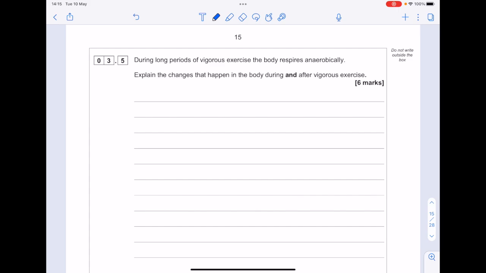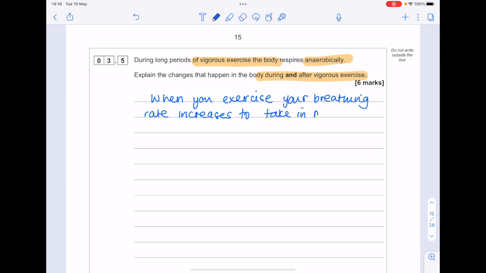During long periods of vigorous exercise, the body respires anaerobically. Explain the changes that happen in the body during and after vigorous exercise. Okay, so what happens when you exercise? When you exercise, your breathing rate increases. Why? To get more oxygen into your body. And why is that oxygen needed? For aerobic respiration.